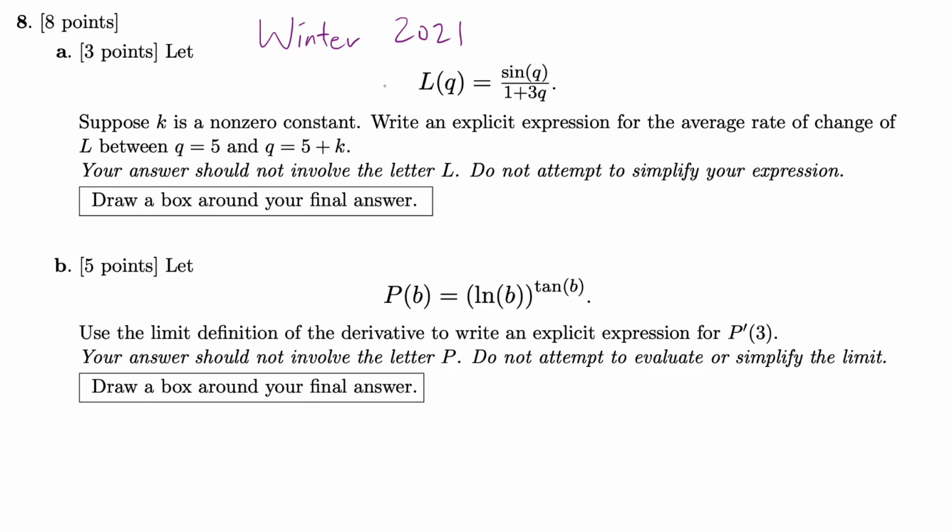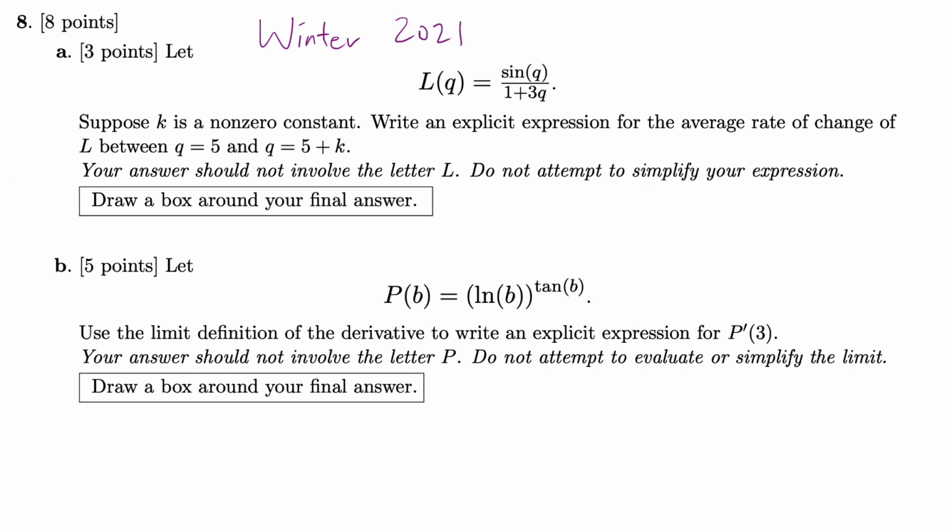Let's take a look at this problem from winter 2021. It's problem 8. And the first part is asking us to find an explicit expression for the average rate of change of this function between q equals 5 to q equals 5 plus k, where k is some non-zero constant here. And they do ask us that our answer should not have the letter L and not to attempt to simplify our expression at all.